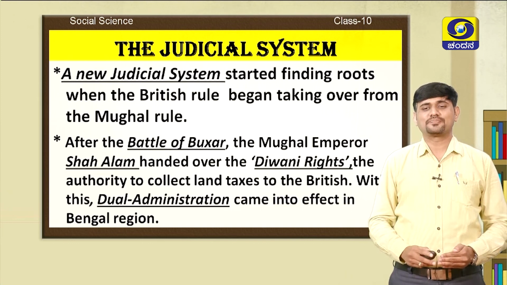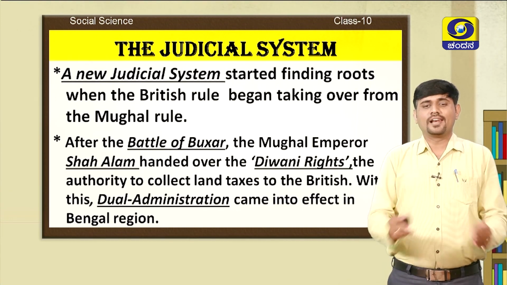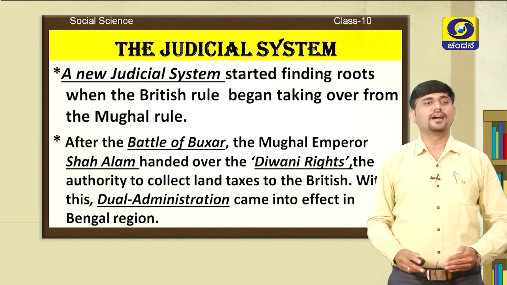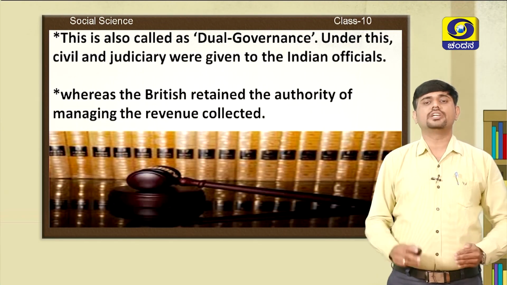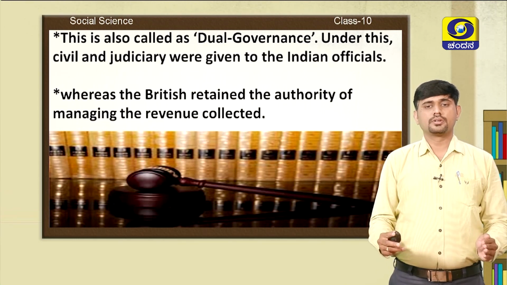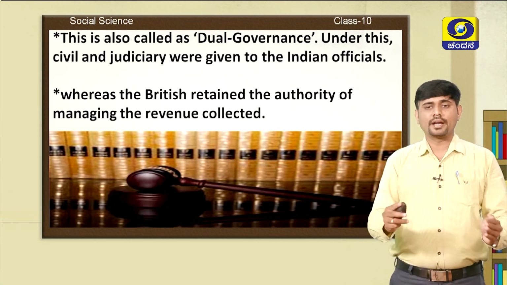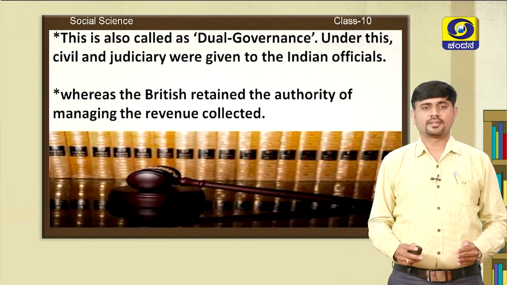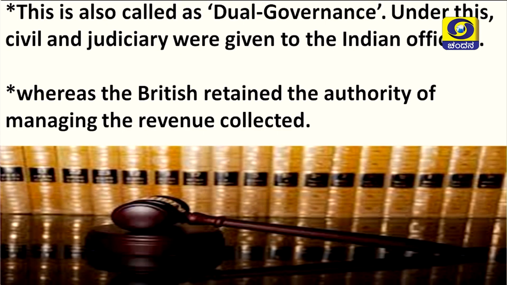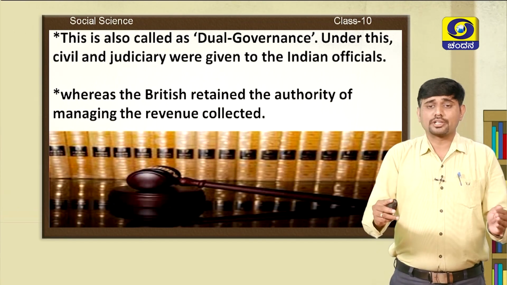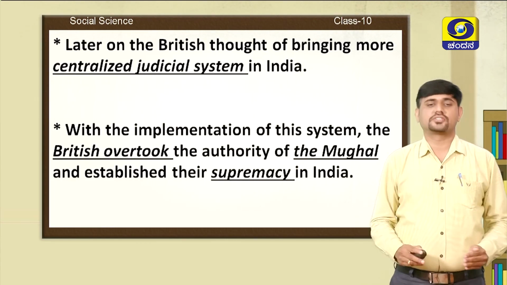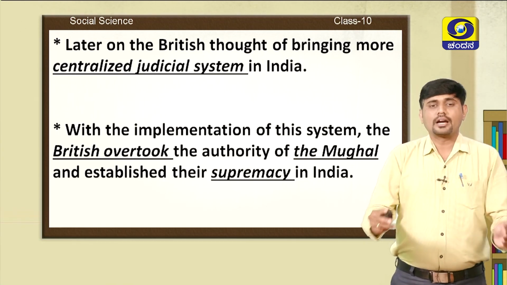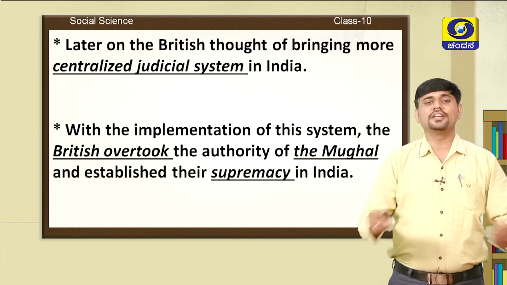taxes, to the British. With this, dual administration came into effect in the Bengal region. The dual government is also called dual governance here. Two governments were there. One government was headed by the Indians, so the Indians were supposed to look after the civil and judiciary issues here. Whereas the British retained the authority of managing the revenue collected in the provinces. So that is how the dual governance came into existence in India.